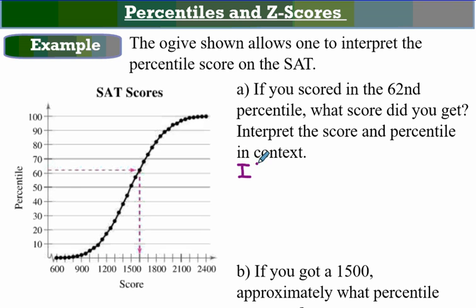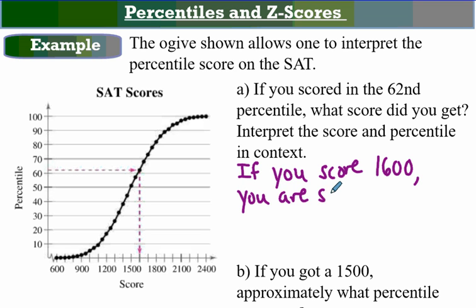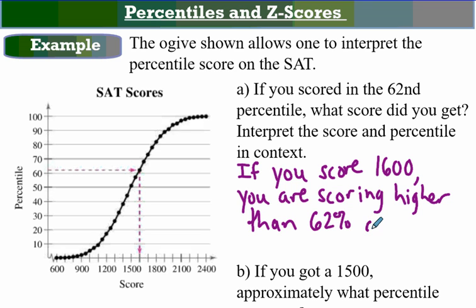It means if you score 1600 on the SAT, in that format of the SAT, you are scoring higher than 62% of other test takers. This was when the SAT was out of 2400.